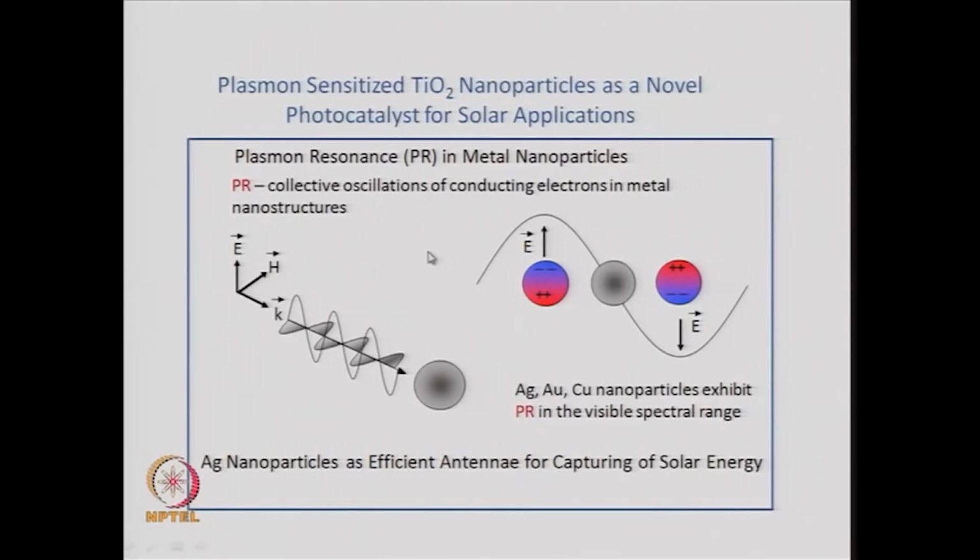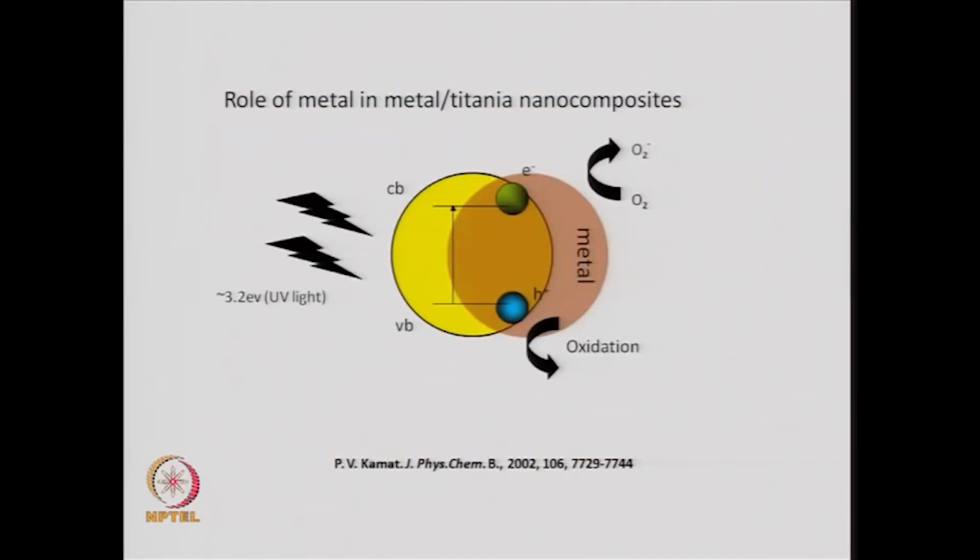Once the silver nanoparticle, which is doped on top of TiO2 and acting as an antenna, catches the visible light radiation, it can create electrons and holes in the TiO2 to which it is connected. So, this is what is shown here. You have this metal particle and you have the TiO2. This is the conduction band of TiO2, this is the valence band of TiO2.